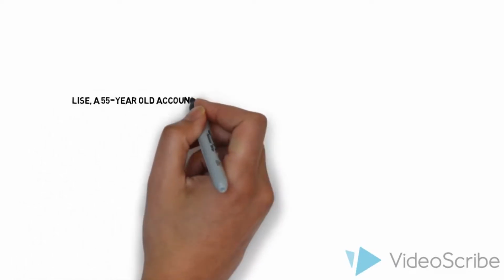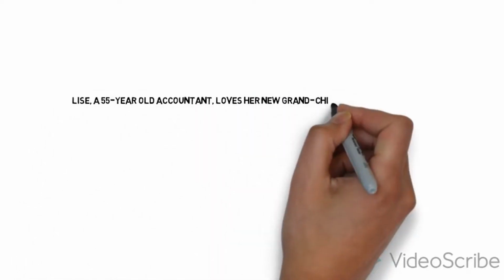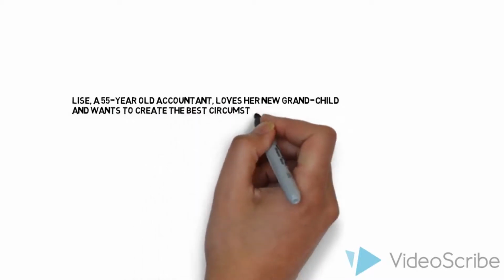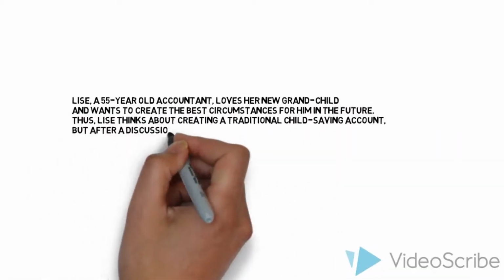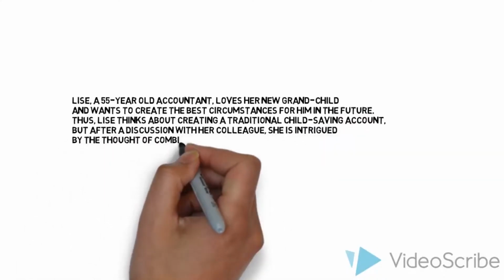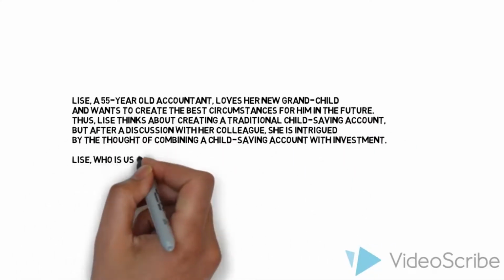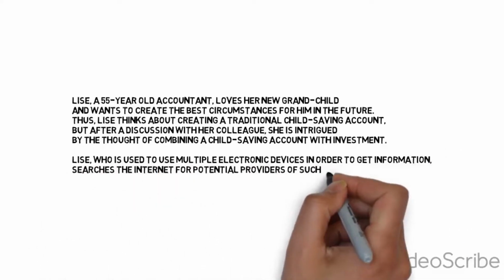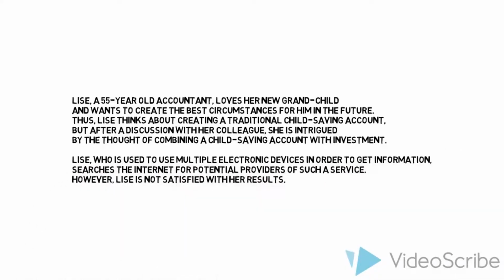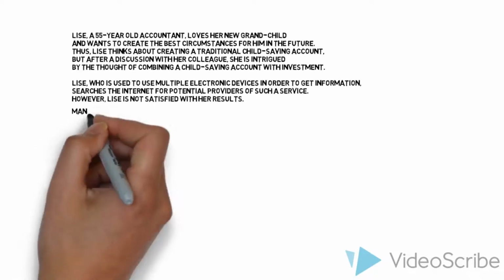Lisa, a 55-year-old accountant, loves her new grandchild and wants to create the best circumstances for him in the future. Thus, Lisa thinks about creating a traditional child savings account. But after a discussion with her colleague, she's intrigued by the thought of combining child savings accounts with investment. Lisa, who is used to using multiple electronic devices in order to get information, searches the internet for potential providers of such a service. However, Lisa is not satisfied with her results.